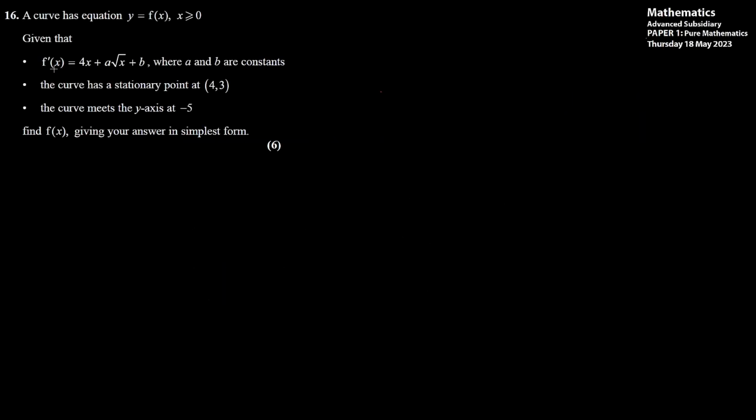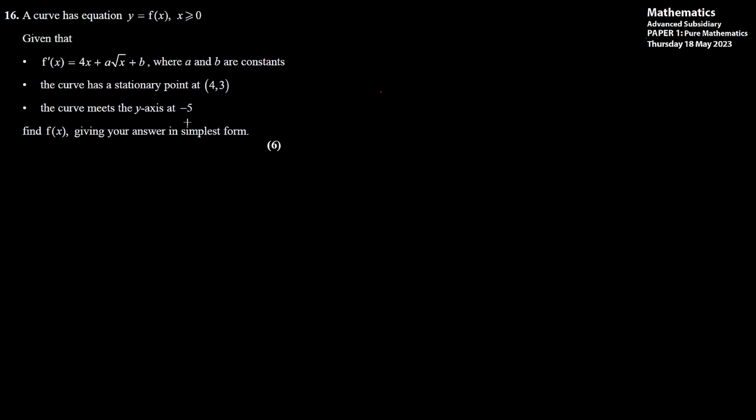We've been given the differential of f(x), but we've got two unknowns in there. We've also been told that the curve has a stationary point at (4, 3), and the curve meets the y-axis at -5. Between all those facts, we've got to find f(x).